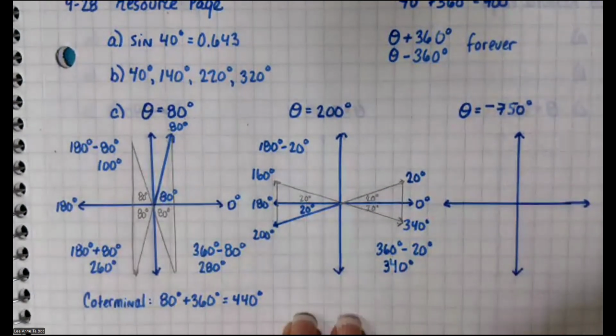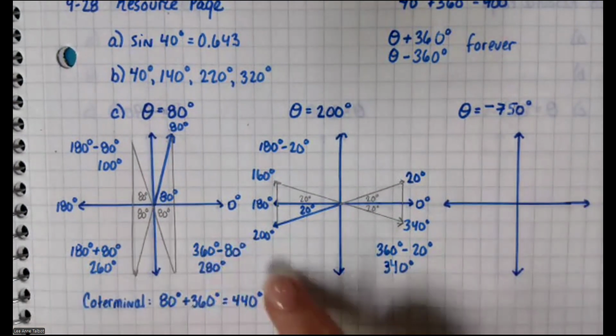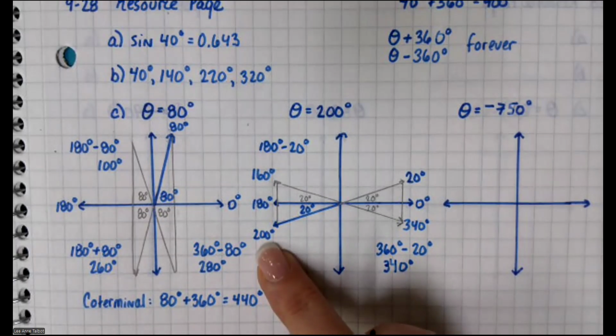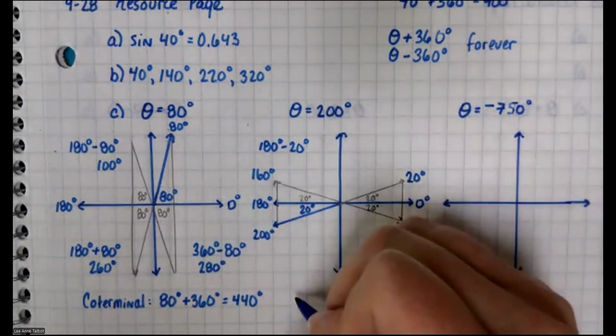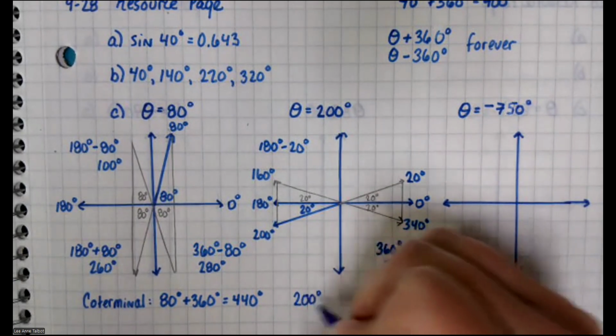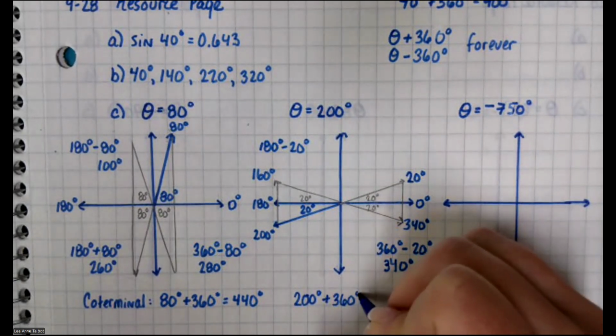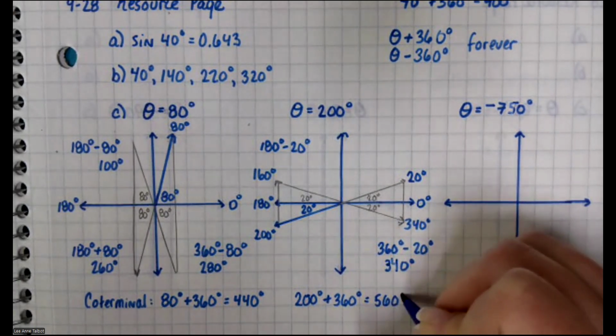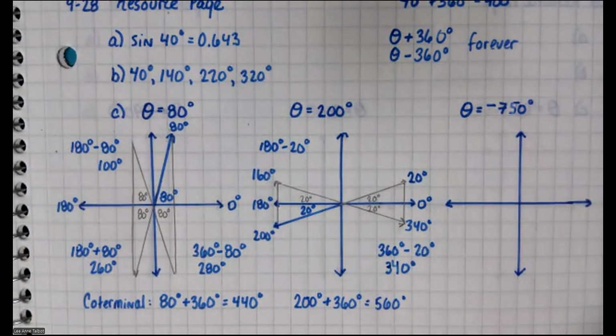Okay, what would a coterminal angle to 200 be? We're doing the coterminal to the original one, the original problem being 200. 200 plus 360, 560. Do I have to plus 360? No, I could minus 360. I could plus 360 again. I could minus 360 again. I could plus and minus 360. That would be kind of annoying because I get right back to the same thing. One more.